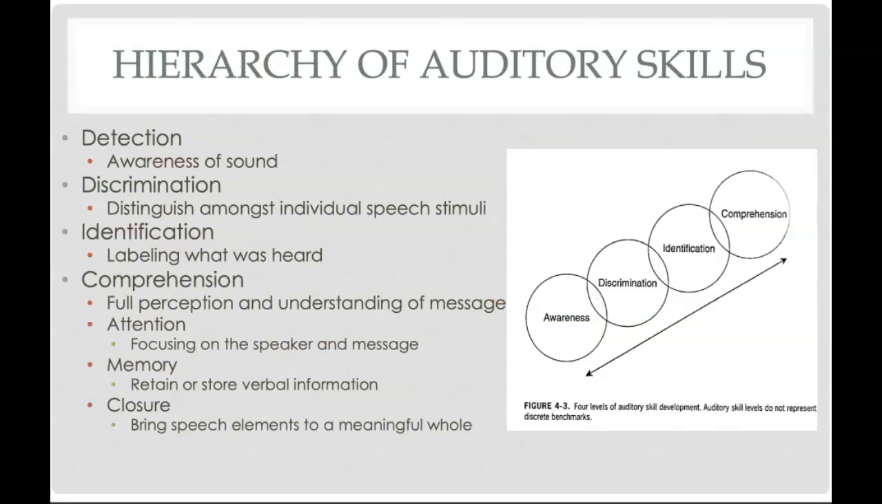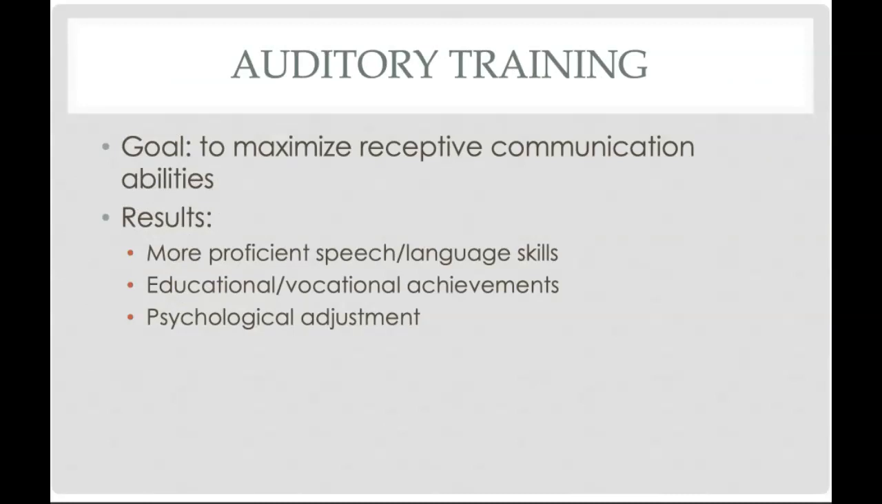This is from a text, and again, this is what we talked about 2 days ago on Wednesday. Your awareness or detection, your discrimination, your identification, and your comprehension. This is the auditory skill hierarchy, and again, when we're assessing people during AR, during a general therapy session, we have to determine where they are. Okay, child, adult, it doesn't matter. And then we have to develop activities that are appropriate for where they are along the auditory hierarchy. Okay. The goal of auditory training is to maximize communication abilities.